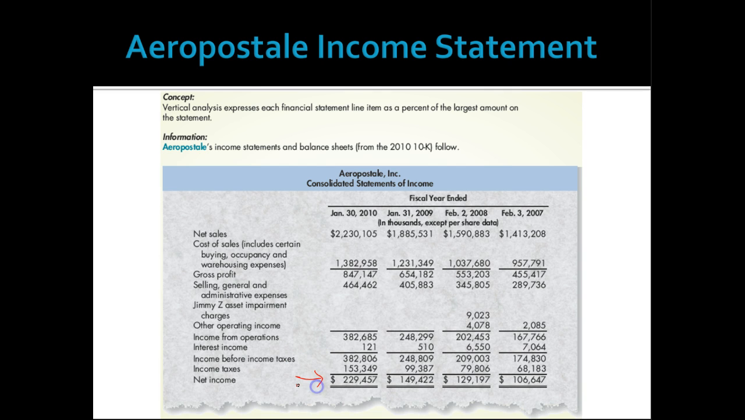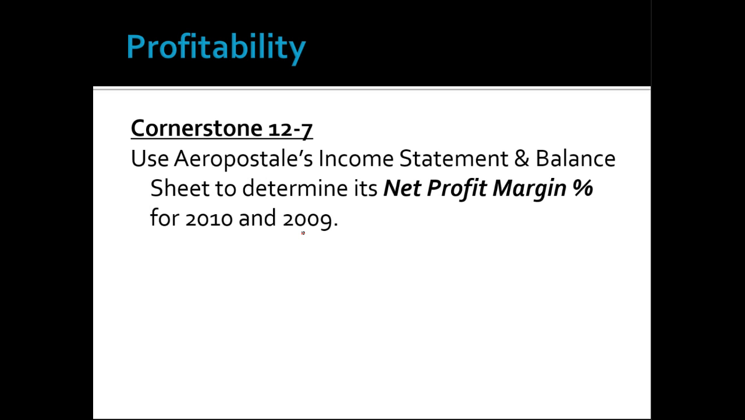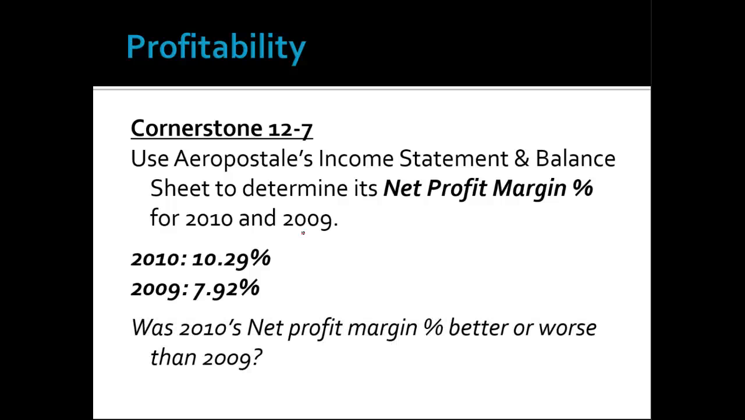All right, let's find the net profit margin for Aeropostale in 2010. Net income was $229 million. I'm going to divide that by sales of $2.2 billion. I plug that into my calculator, and what do I come up with? It was a 10.29% net profit margin in 2010, and in 2009 it was 7.92%. Was it better or worse from 2009 to 2010? Got a little bit better.